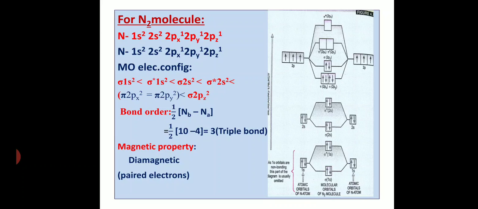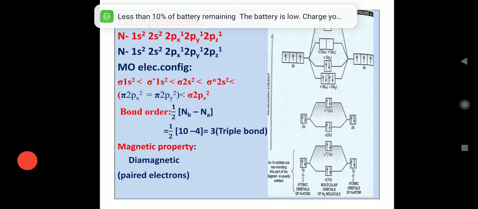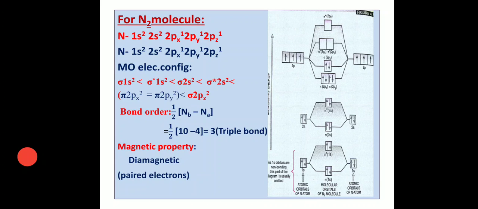So when we fill the electrons, in total we have 14 electrons: sigma 1s2, sigma star 1s2, sigma 2s2, sigma star 2s2, then pi 2px2, pi 2py2, then sigma 2pz2, right? So totally 14 electrons. Now calculate bond order. Bonding electrons are 10 and anti-bonding electrons are 4. So the answer is 3. So nitrogen molecule has a triple bond. The magnetic property of the substance is diamagnetic, right?